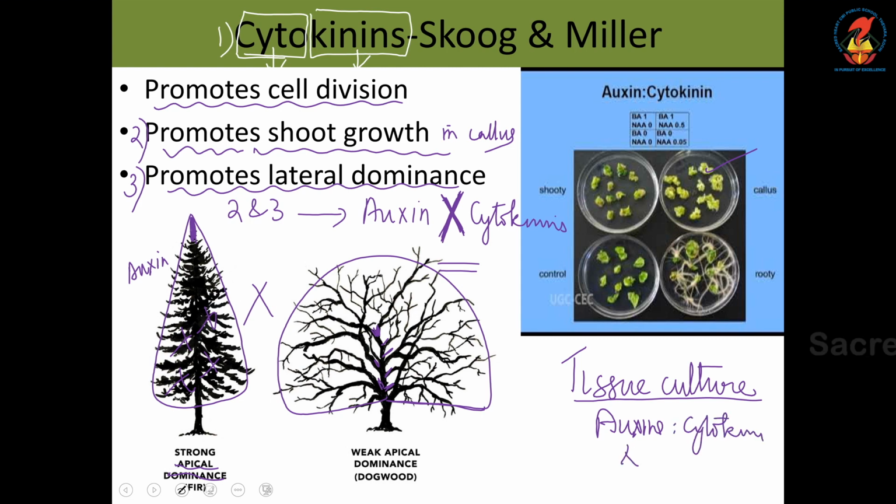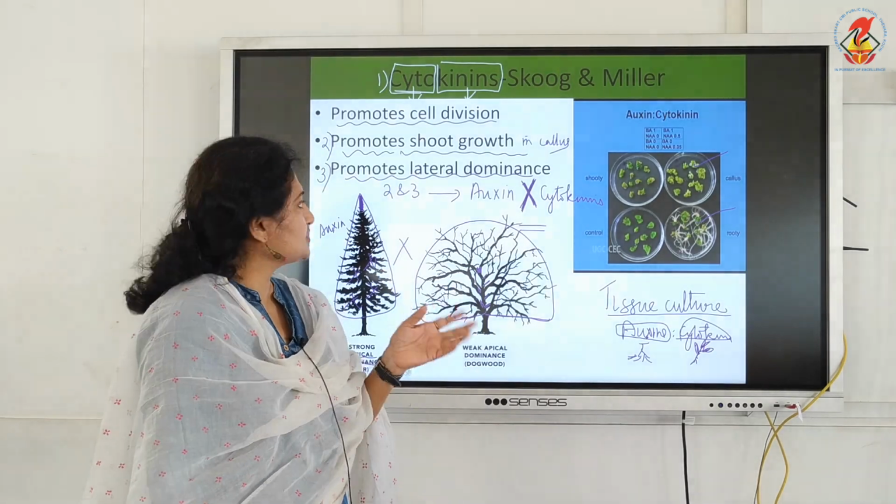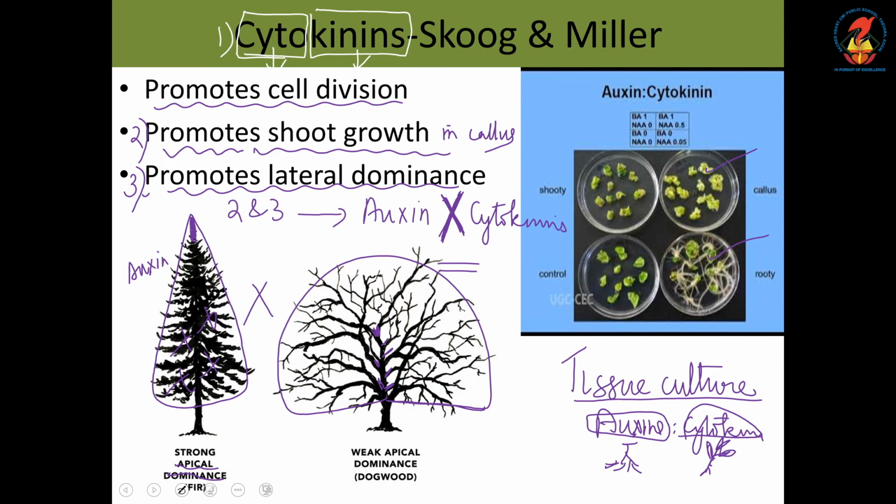So when auxins are applied, it promotes rooting. And when cytokinins are applied, it promotes stem growth or shoot formation. So both are mandatory and should be supplemented for tissue culture. So finally we have thousands of plantlets formed with the application of both auxins and cytokinins. So these two hormones are very, very important in tissue culture. Next, the third aspect is that it promotes lateral dominance. Again, in context to auxins, it is opposite to auxins. Auxins promote apical dominance. This one promotes lateral dominance.